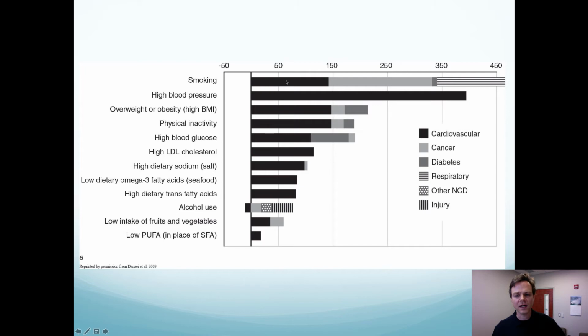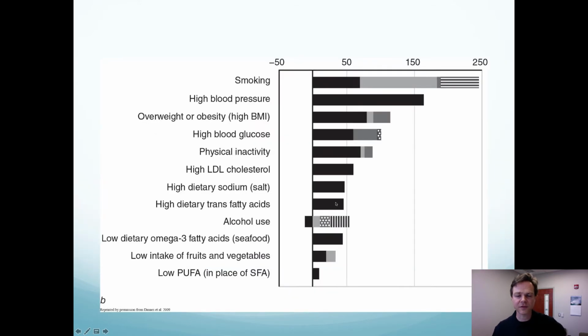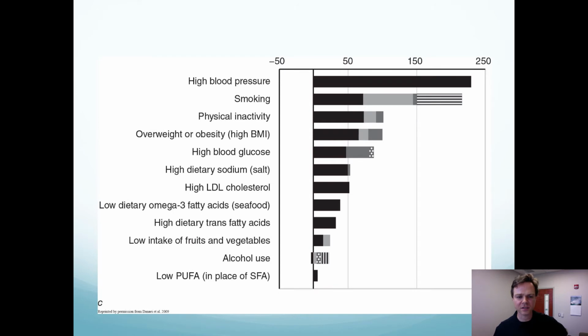So you can see how much smoking contributes to cardiovascular disease, the black, how much it contributes to cancer, how much it contributes to diabetes, and how much it contributes to respiratory issues. So it breaks it down by these different areas. And you can see it's a little different for the men versus the women. Not too terribly different. When they combine it, you're still seeing some similar information there.